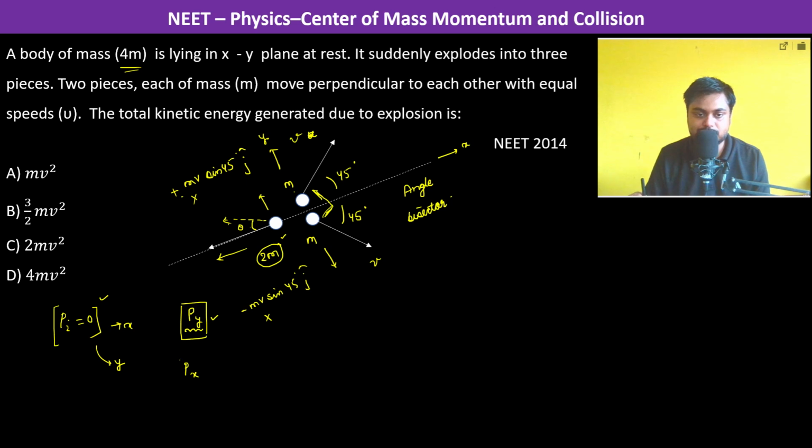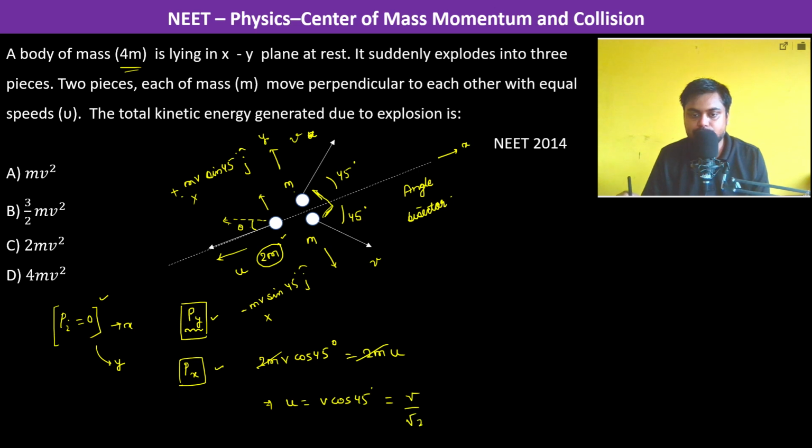Now in the x direction, the initial momentum was 0, so the final momentum is 0. 2mv cos 45 degrees should be equal to 2m into u, where u is the speed of the third piece. So 2m into u, gone. Therefore u is equal to v cos 45 degrees, which is v by root 2.